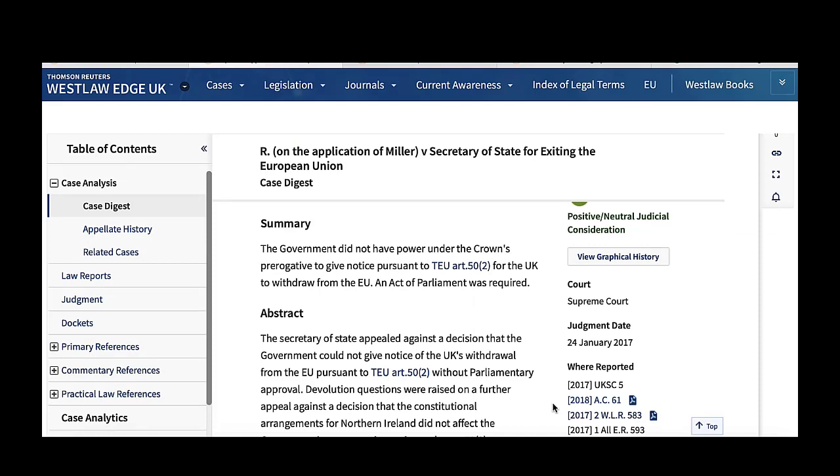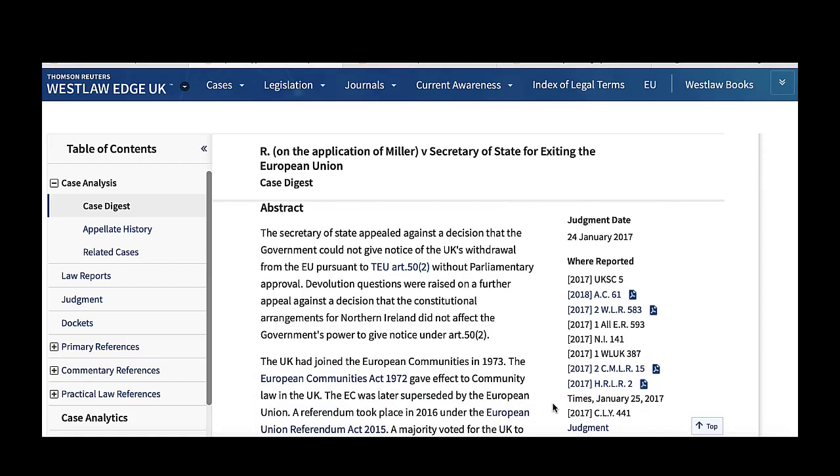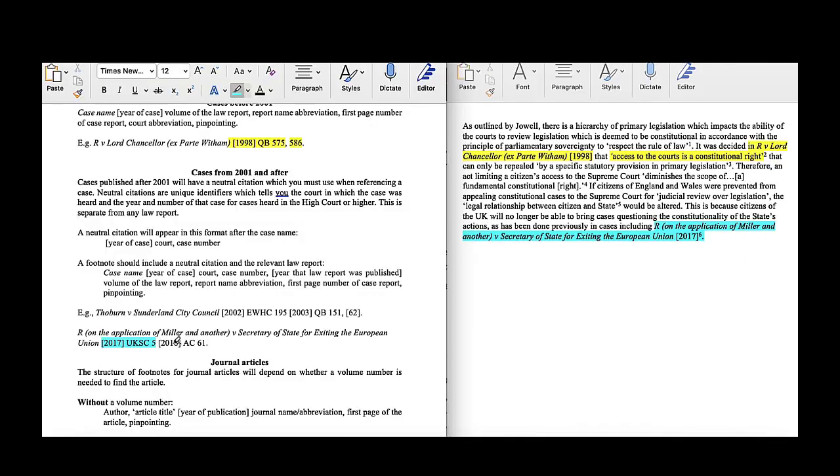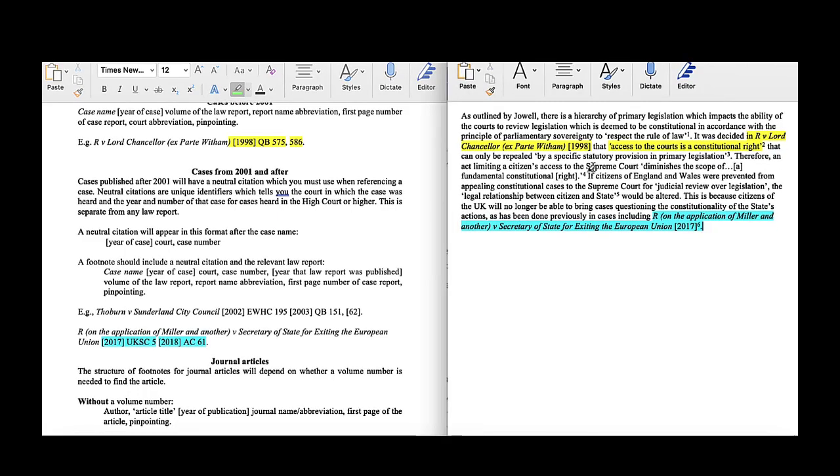You then need to find the most authoritative report that this case was reported in. Here it is the Appeal Cases report, with the case report starting on page 61. It does not matter that the year of the report is different to the year that the case was decided. This comprises the second part of the OSCOLA reference. Pinpointing is not needed as the case is used purely as an example without any quotes or ideas derived from it. The final case that we will be looking at is not explicitly stated in the text.